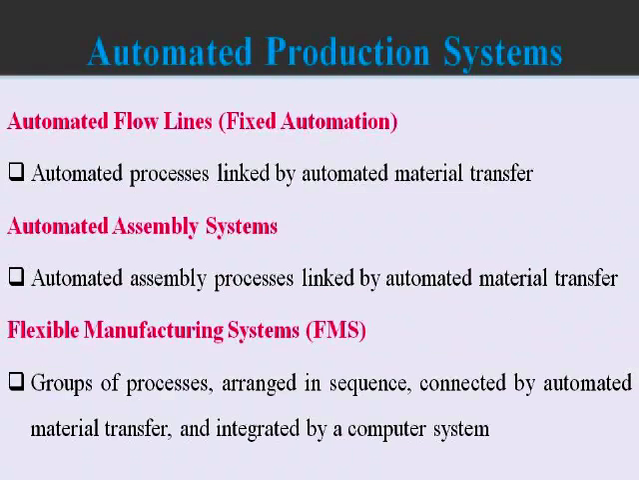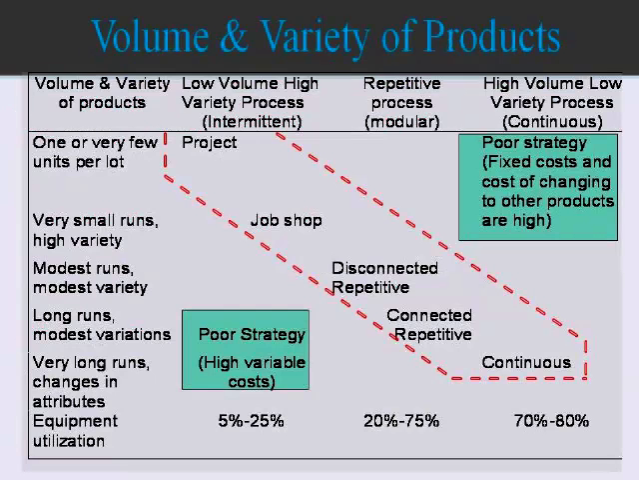On the other hand, we have automation like fixed automation, automated processes like automated material transfers in mass production systems, automated assembly systems, and processes linked by automated material transfer, and then they all developed into flexible manufacturing. A group of processes arranged in sequence, connected by automated material transfer and integrated by a computer system is a typical FMS. I've been telling you that FMS is a mid-volume, mid-variety production system.